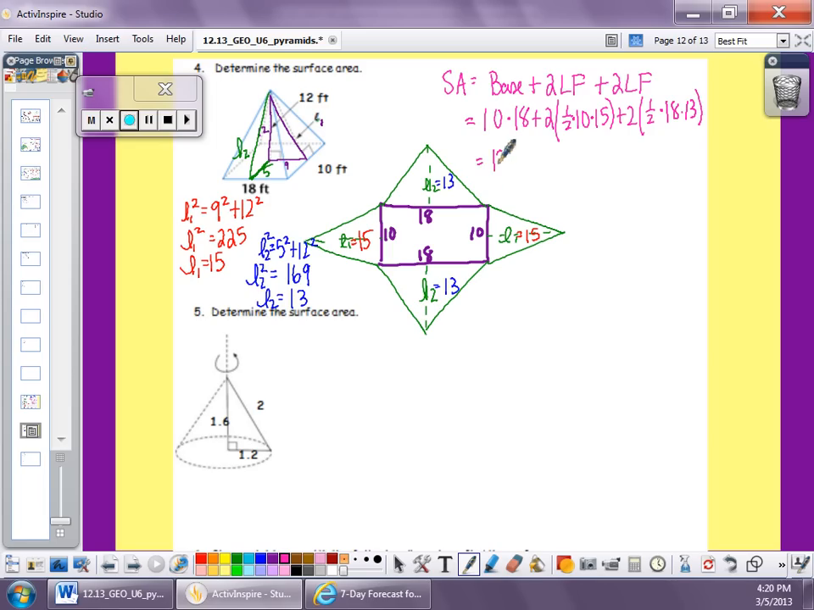So this gives me 180 plus the 1/2 and the 2 here are going to cancel out. So that will give me plus 150. This 2 times 1/2 will cancel out, which will give me 234. I add all of these together to give me 564 feet squared.